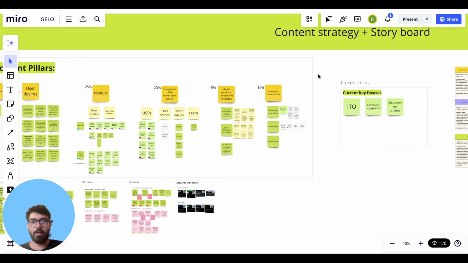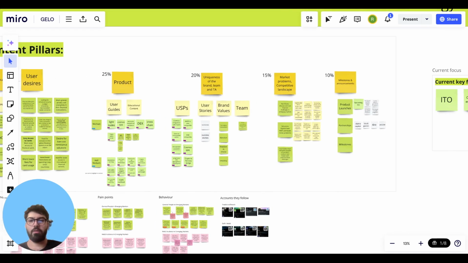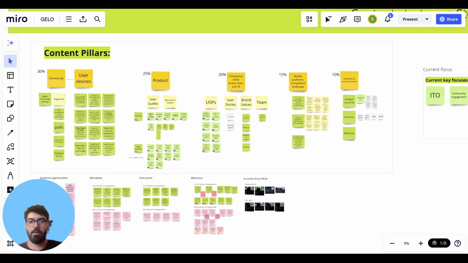We've put this little thing on the side here, which is really important. Current key focuses. When things are moving fast, it's always important to have the current focuses for content in a readily viewable area, so you can keep on track and align with your goals. That's the most important thing, right? Showing the content is aligning with the goals that we've set.